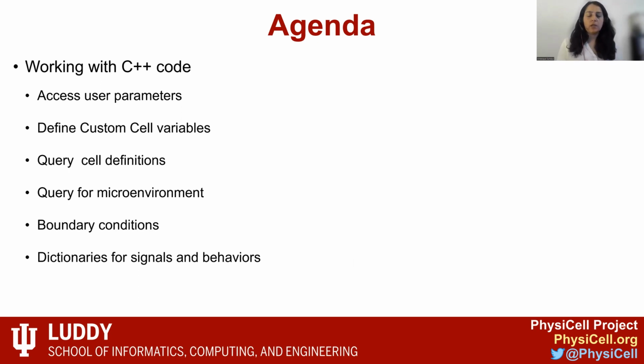I will go through these things, for example, how to access user parameters in C++, how to define some custom cell variables, how to query for cell definitions inside your code, how to query for the microenvironment, how to see boundary conditions, and how to access the dictionaries for signals and behaviors that you have seen in sessions 1 and 2.